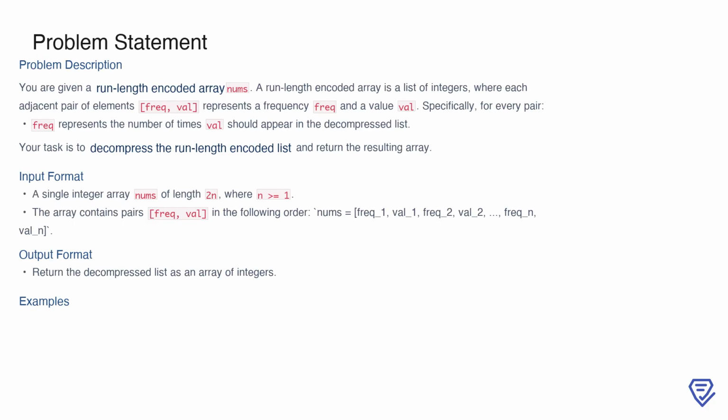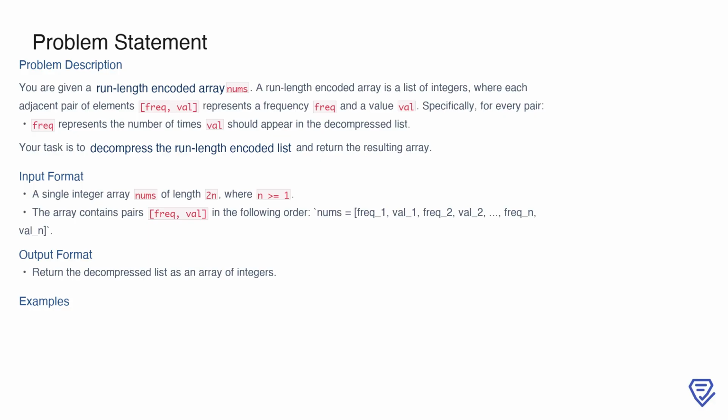In this problem, we are given an array called nums, which is structured as a run-length encoded list. The idea here is that each pair of adjacent elements in the array represents two things. The first number, frequency, specifies how many times the second number, val, should appear in the decompressed version of the list. For every pair, frequency, val, frequency tells us the frequency, and val is the value we need to repeat. Our job is to take this encoded array, decompress it, and return the resulting array.